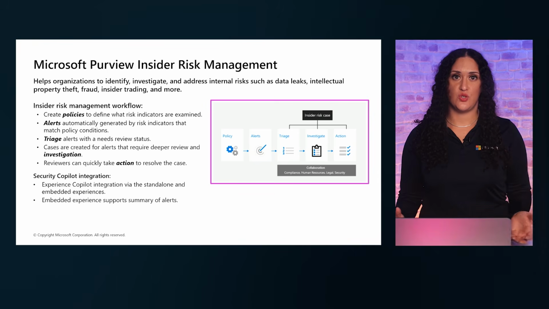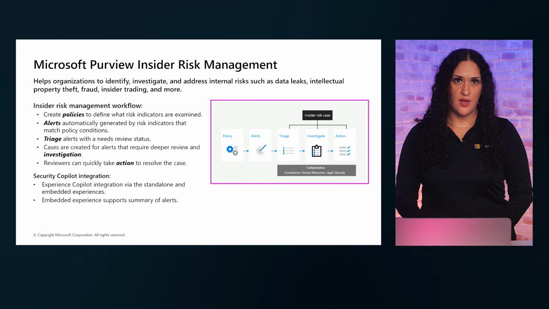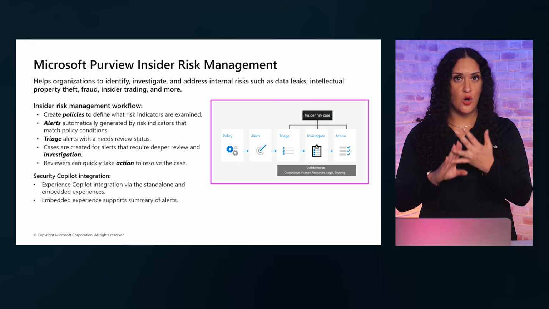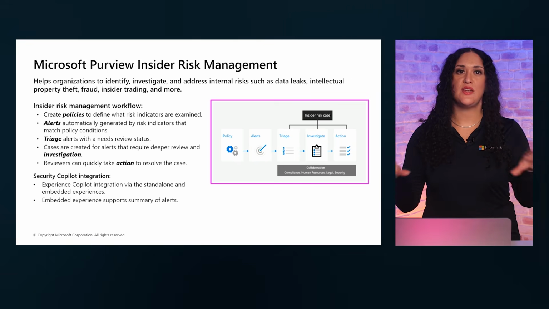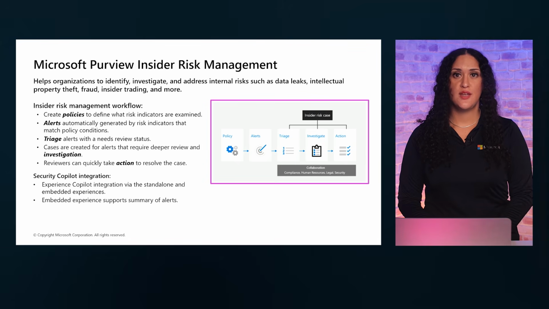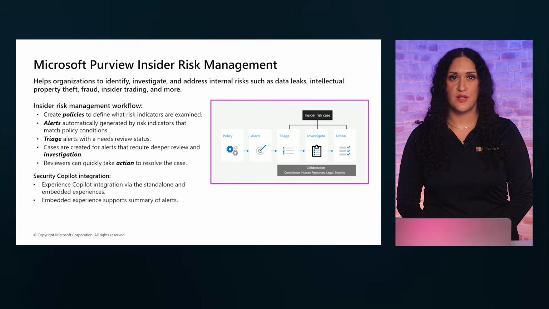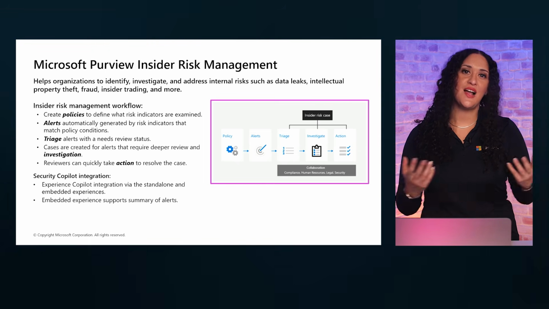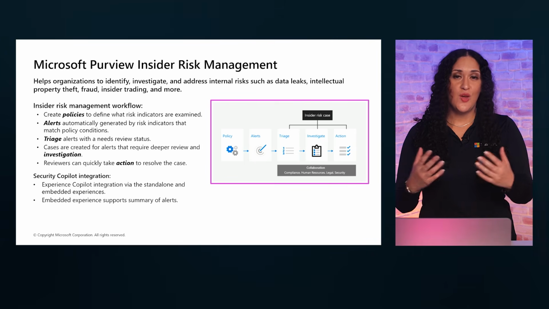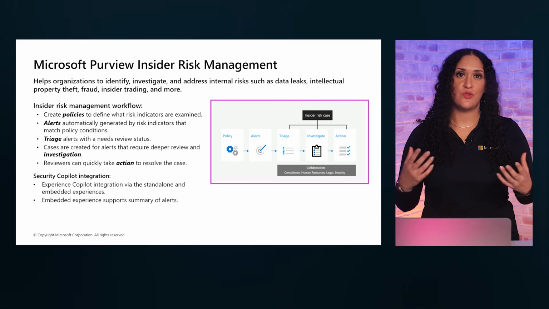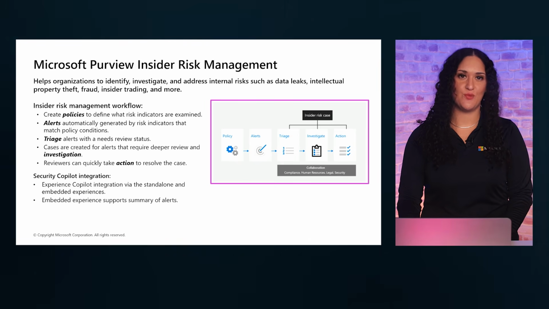Reviewers can then take action to resolve the case, often working across compliance, HR, legal, and security teams. So this brings us a coordinated and transparent approach to managing insider risk. On top of this, we have supported integration with Microsoft Security Copilot, which can summarize alerts and help reviewers understand what happened faster. So in this way, we can reduce internal threats while maintaining trust and productivity.